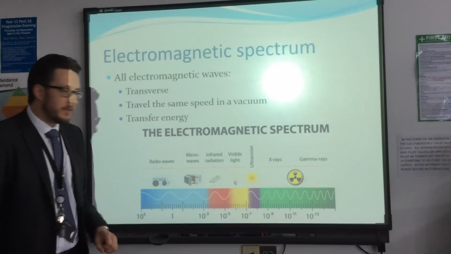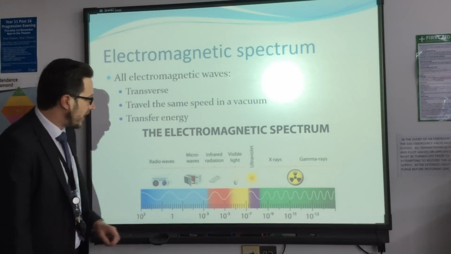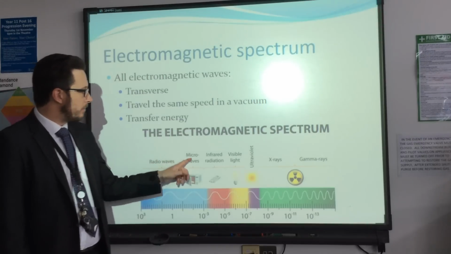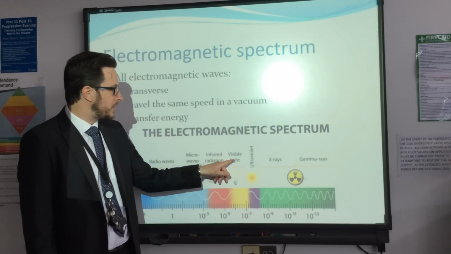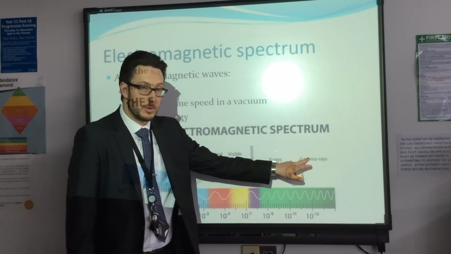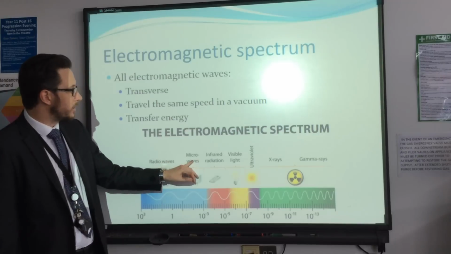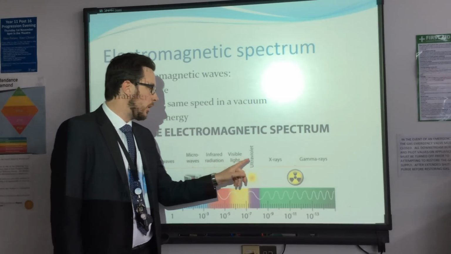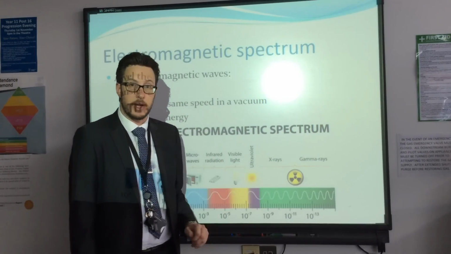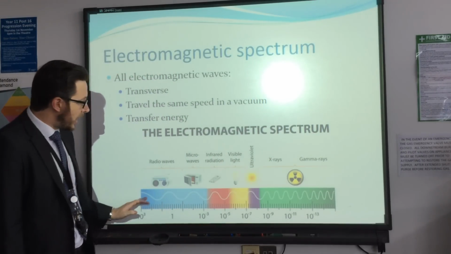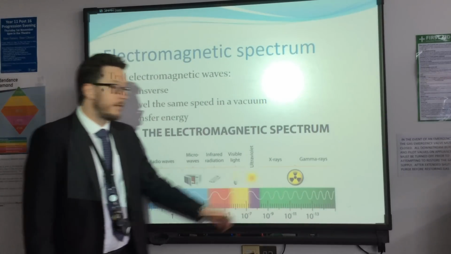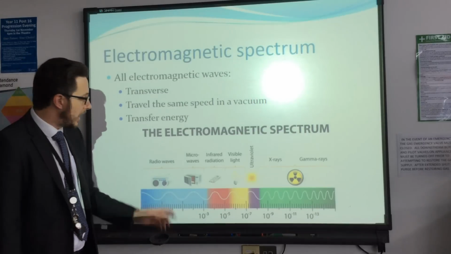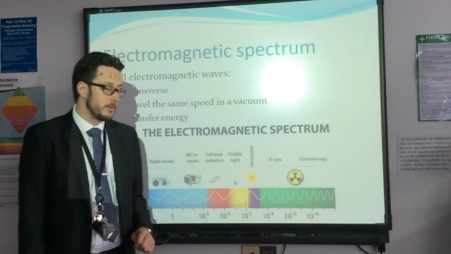You need to know your waves in the electromagnetic spectrum. The way I have for remembering it is: remember my instructions visible under X-ray goggles. Radio waves, microwaves, infrared, visible, ultraviolet, X-rays and gamma rays. Okay, that's the order. As you go along from that order, the frequency increases and the wavelength decreases.